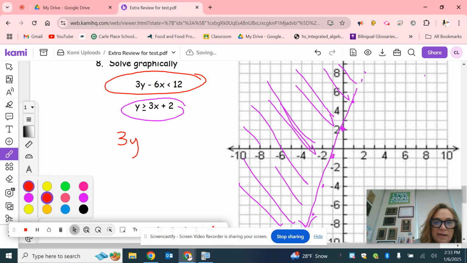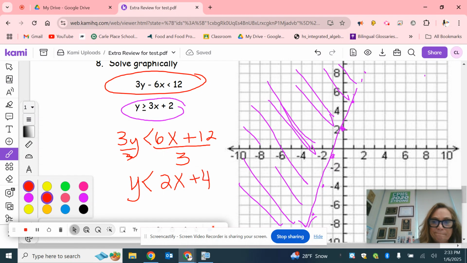All right, so this one. So 3y, add 6x to both sides. Divide by 3. Y is less than 2x plus 4. Okay, so these are really close to each other. 2x plus 4.